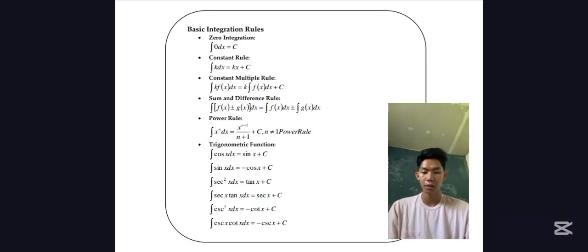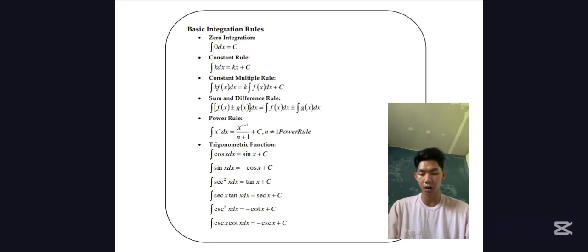And second, we also have what we call the basic integration rules. The first one is the zero integration rule: the integral of 0 dx is equal to C. In the constant rule, the integral of k dx is equal to kx plus C, for example 2x plus C. And the constant multiple rule: the integral of k f of x dx is equal to k times the integral of f of x dx plus C.